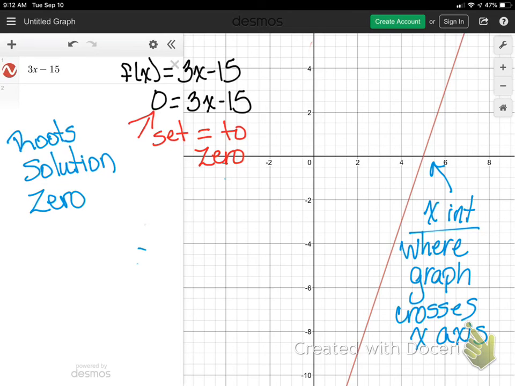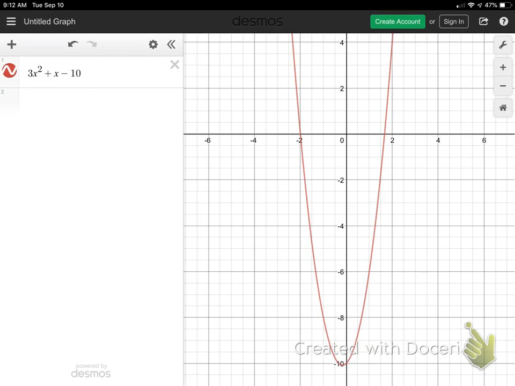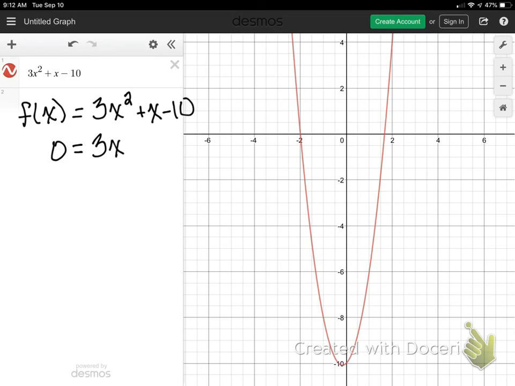Okay? Now, if it looks like this, okay, f of x equals 3x squared plus x minus 10. We're going to set it equal to 0, and then what do you have to do? The opposite of that, but you're right. Factor. Good. You've got to factor. Okay? If you don't know how to factor, we need to talk at quiz 0. We definitely need to talk at quiz 0. So you're going to factor and solve.